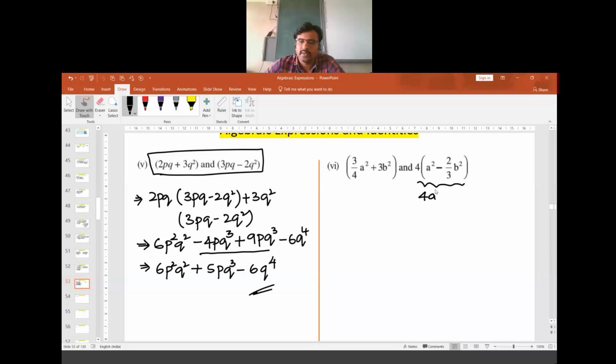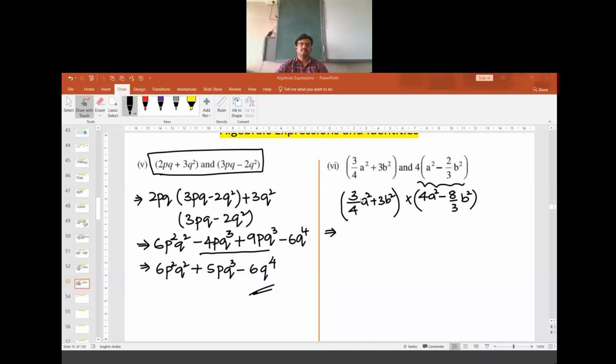We can simplify it first: 4a square minus 8 by 3 b square. Now this is to be multiplied with 3 by 4 a square plus 3b square. If you do this first, there won't be any confusion. We get the correct answer.